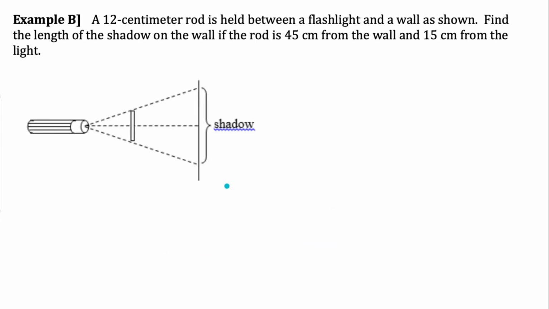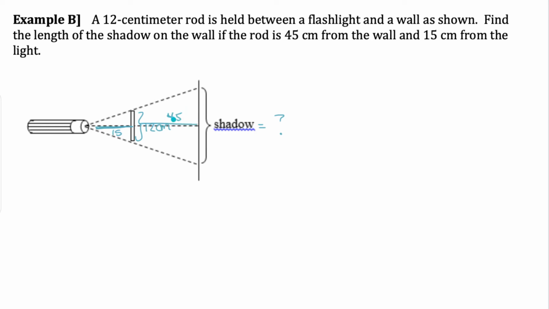All right, the next example also deals with something casting a shadow. It's a little bit of a different example, and we can actually see our triangles here too as well. So we have a 12 centimeter rod that's held between a flashlight and a wall, right? So this is 12 centimeters. And we want to know what is the length of the shadow on the wall if the rod is 45 centimeters from the wall and 15 centimeters from the light. So that's telling us that this here is 15 and this here is 45.